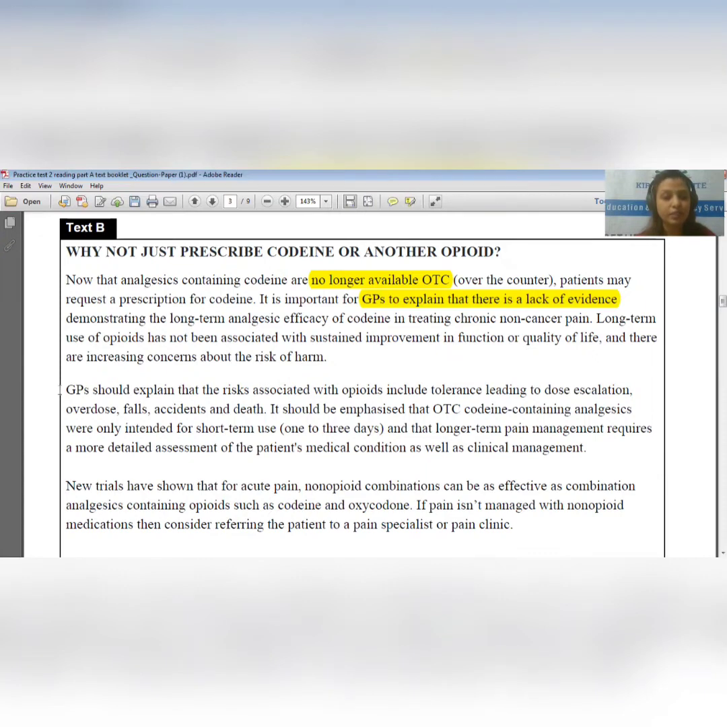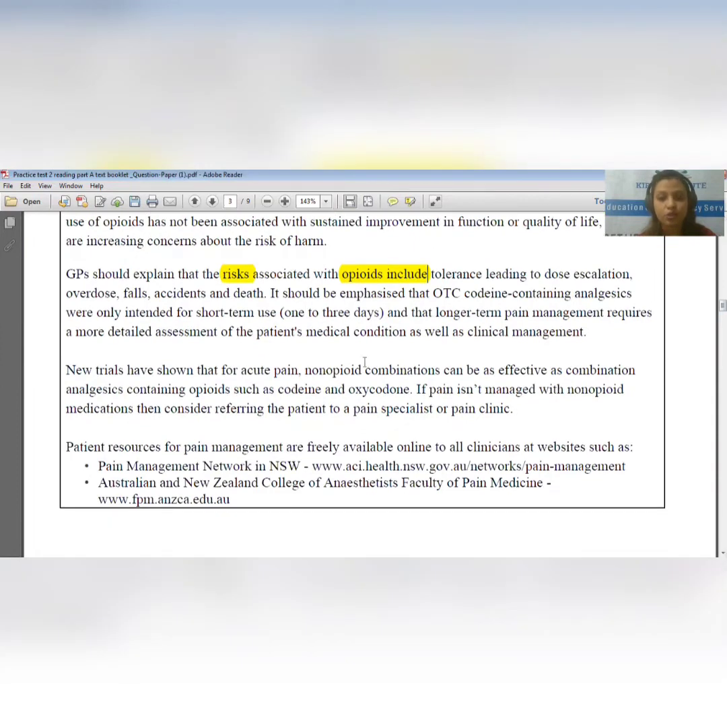Okay, now moving to the next paragraph, GP should explain that the risks associated with opioid include. So here GP is explaining the risks of opioid dependence. Okay, so you just have to keep underlining all these keywords on the paper-based test. You should also just keep going through the given information. Okay, here I can get something about the short-term use and about the long-term pain management. So this kind of information will help me later to get the right area of the information.